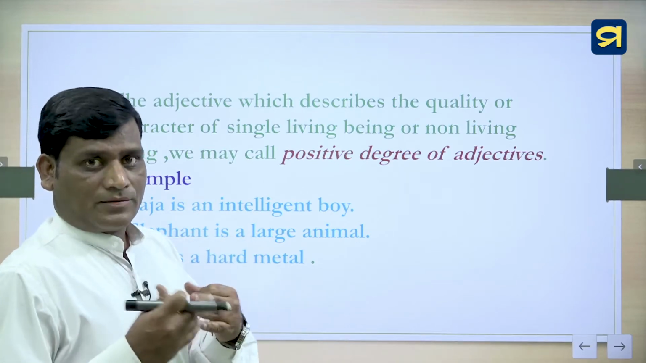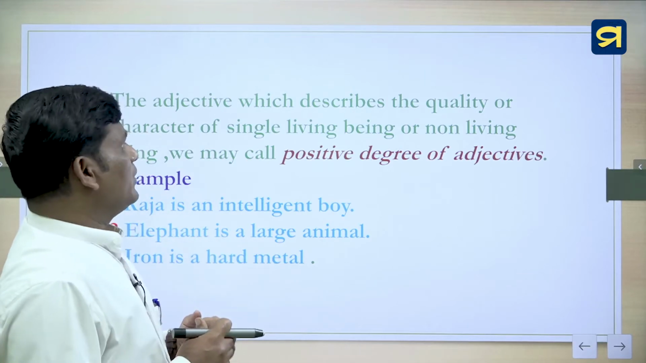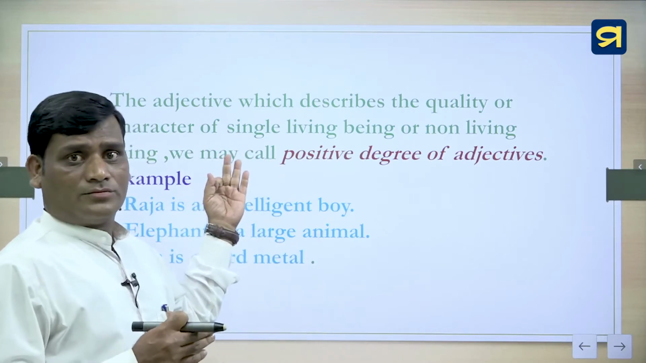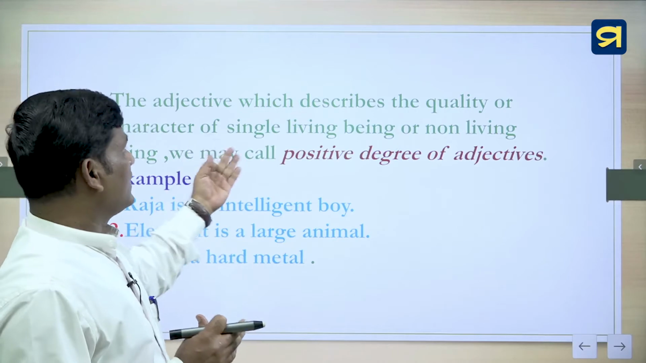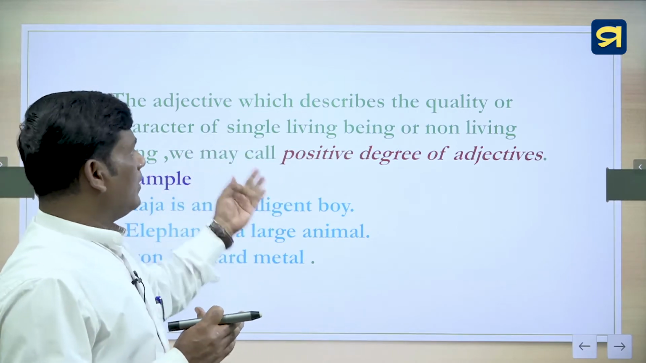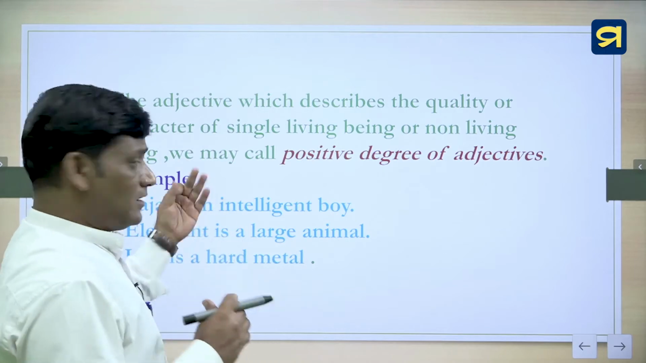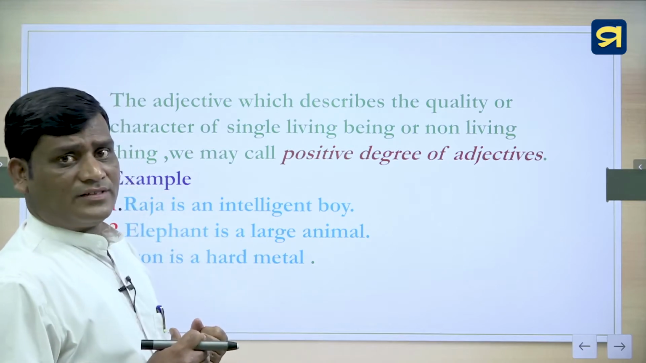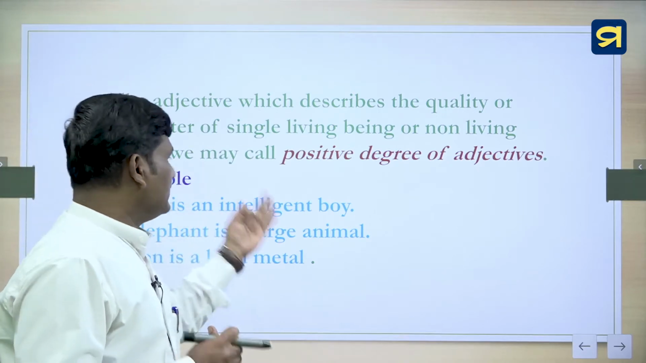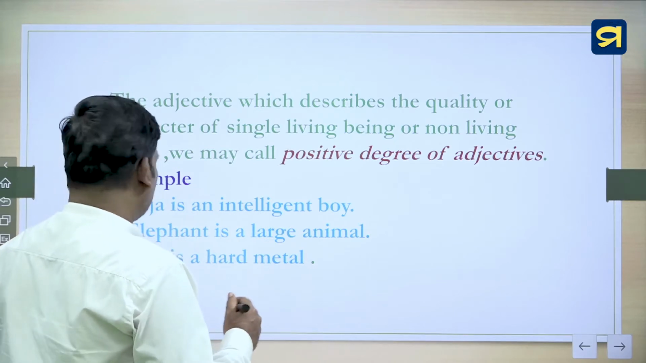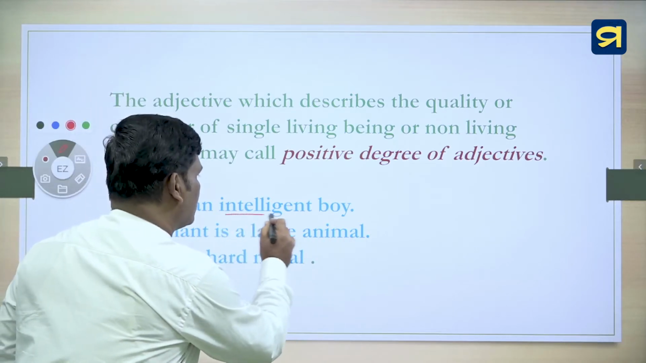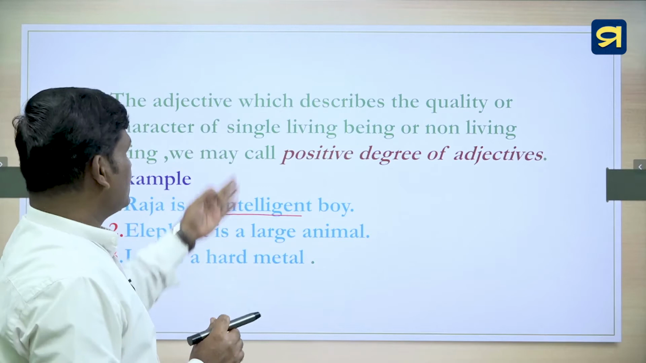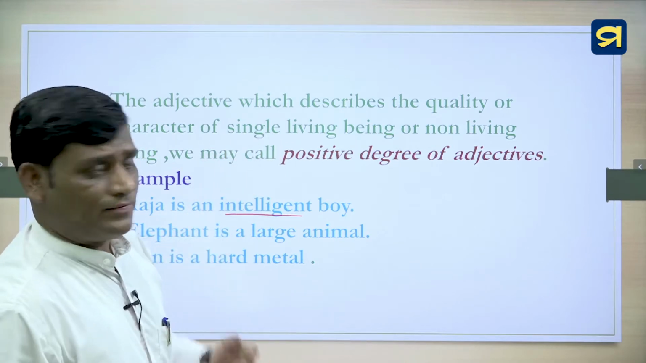We will describe clearly. The adjective which describes the quality or character of a single living being, I have already told you. Pooja is a beautiful girl, single person. Single living being or non-living thing, we may call positive degree of adjectives. Here some examples we will understand better. Raja is an intelligent boy. Raja is a single boy, single living person, and intelligent is an adjective. Here this adjective describes the quality of a single person. So, according to the definition, it is a positive degree of adjective.